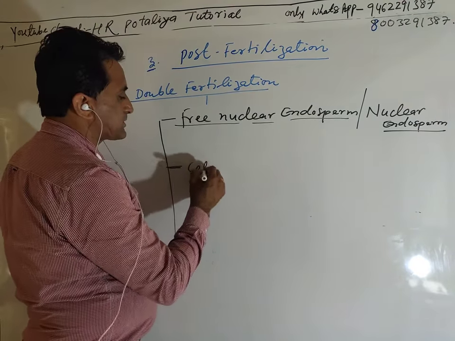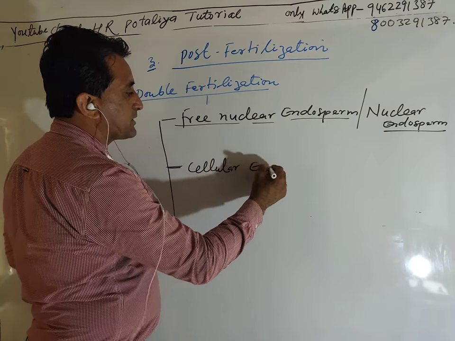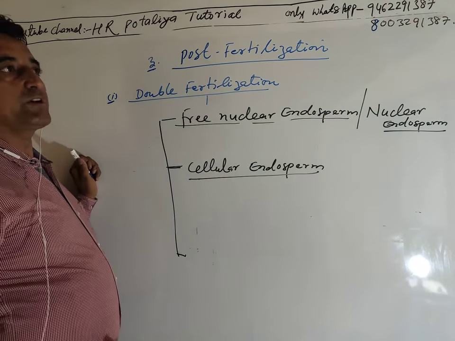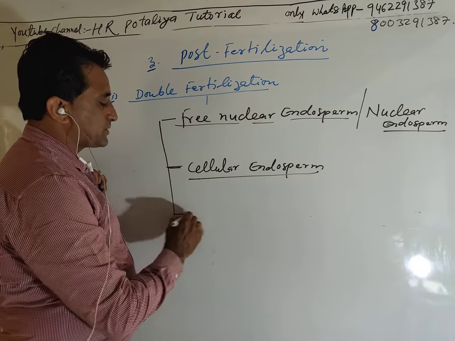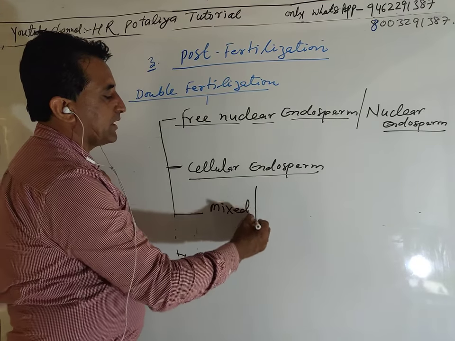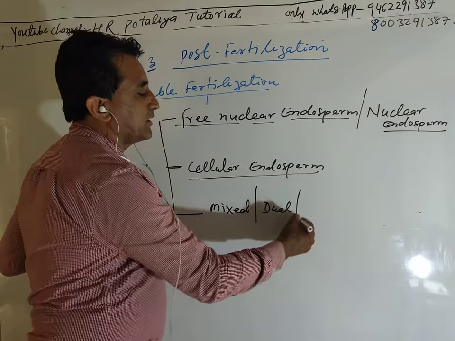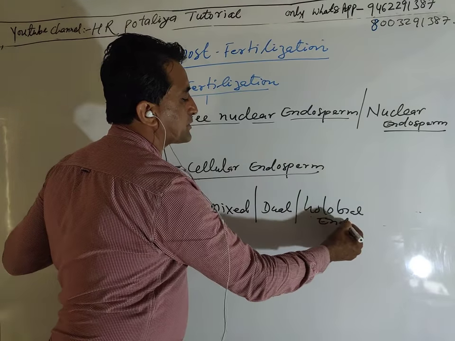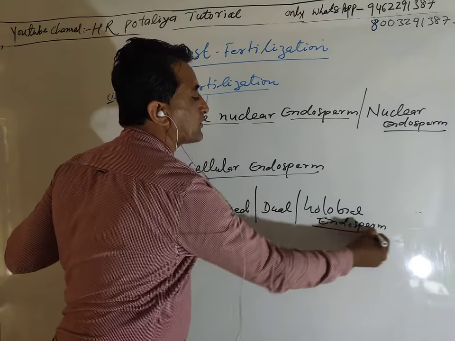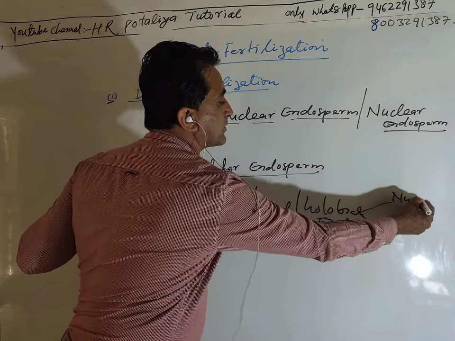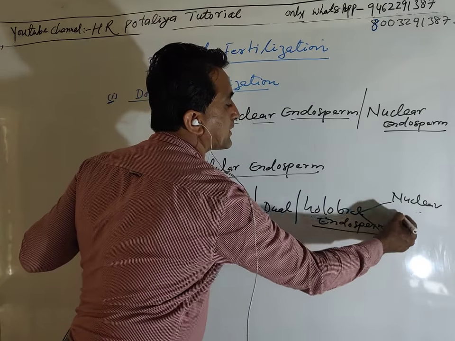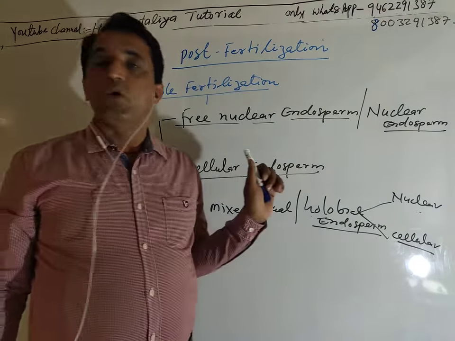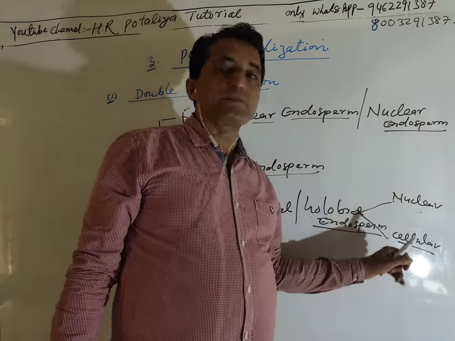And second, there is the cellular endosperm. And third, the type of endosperm which contains both factors is also known as the mixed endosperm, the dual type of endosperm, or the helobial endosperm. Helobial endosperm means an endosperm containing both, one part nuclear and another part cellular, both present in the same endosperm.